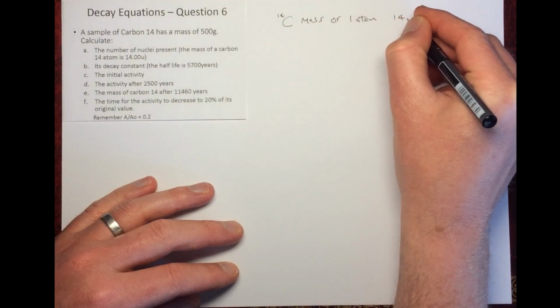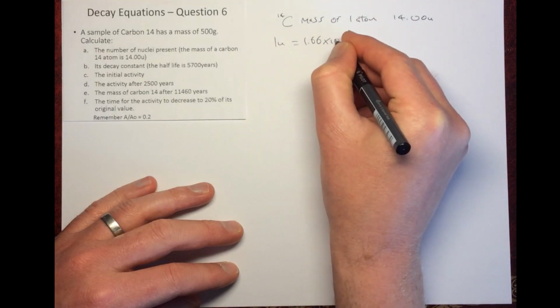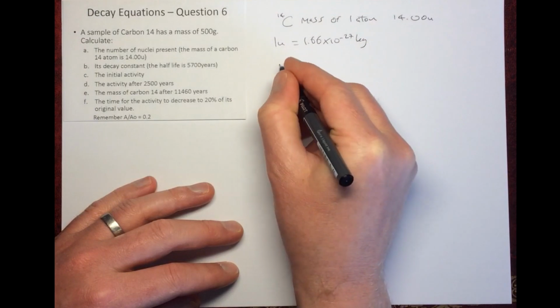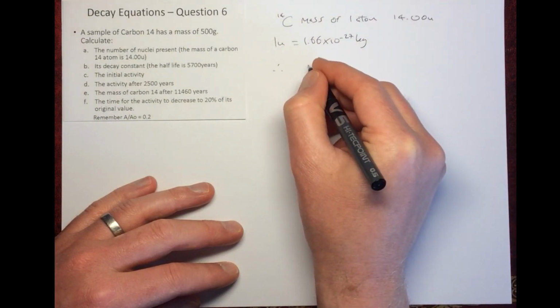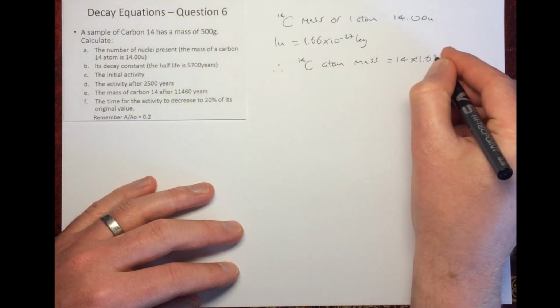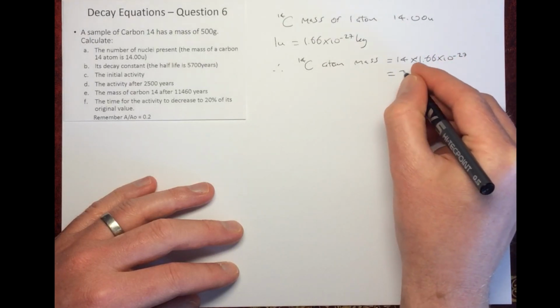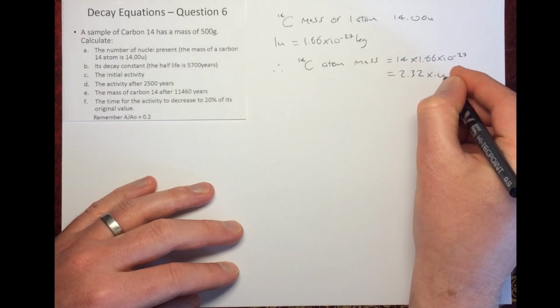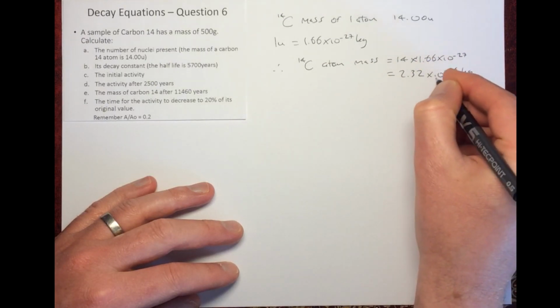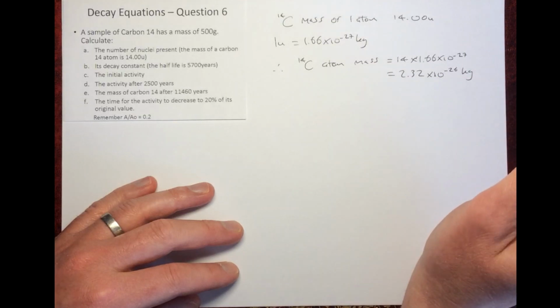is 14.00 u, and we know that 1 u is equal to 1.66 times 10 to the minus 27 kilograms. Therefore, the carbon-14 atom mass is equal to 14 times 1.66 times 10 to the minus 27, and that's going to give us 2.32 times 10 to the minus 26 kilograms. Okay, I should have put the 0.00 there, but not to worry. So that's the mass of one carbon-14 atom.